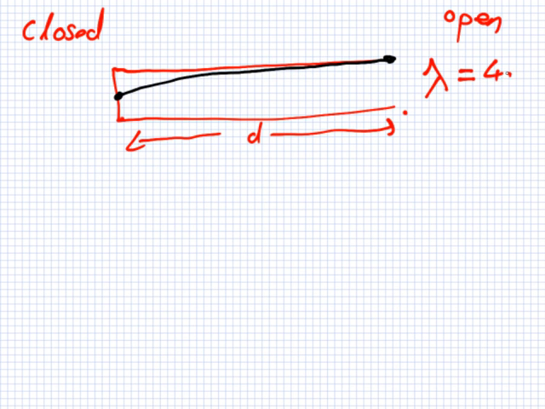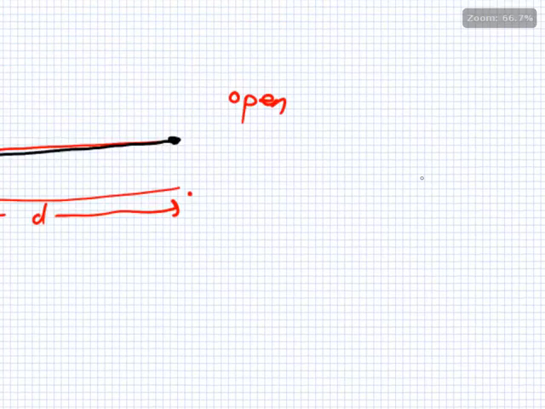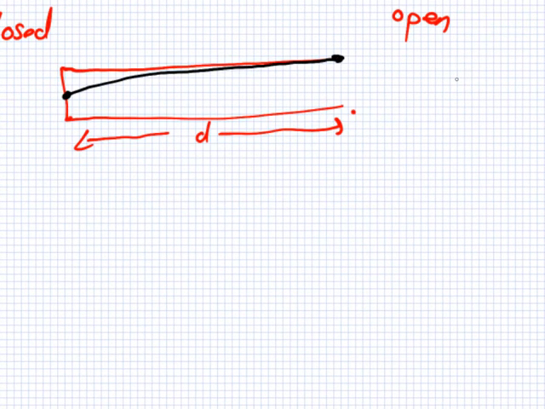No, 4D. Because look, use your imagination. If this is the wave, is it 4D or is it 2D? It has to come back down and go all the way down and then all the way back to the middle. So this piece from middle to top is only a quarter of a full wave. So in this picture, the wavelength is 4D.